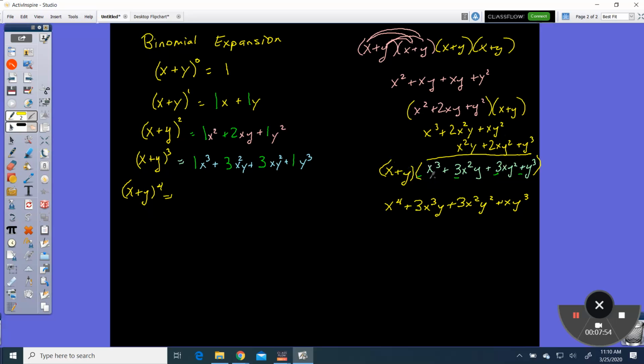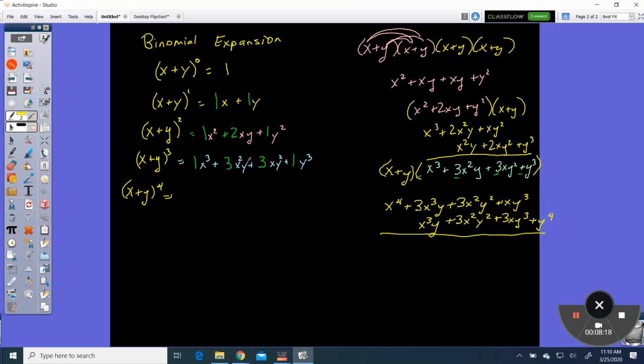Now we're going to distribute the y to all 4 of those blue ones. So y times x cubed makes x cubed y. Y times 3x squared y, well, y times y makes y squared, so that's 3x squared y squared. Y times 3xy squared makes 3xy cubed. Y times y cubed makes y to the 4th.